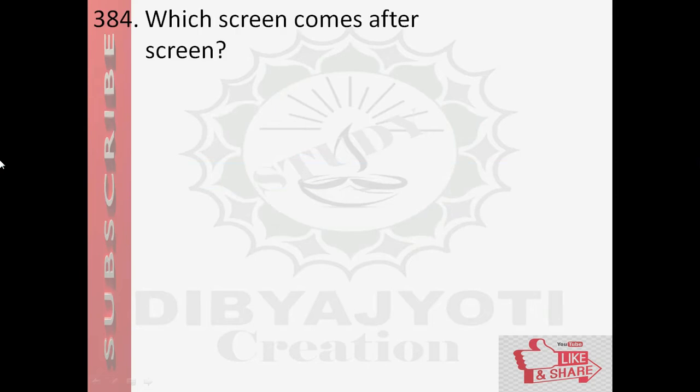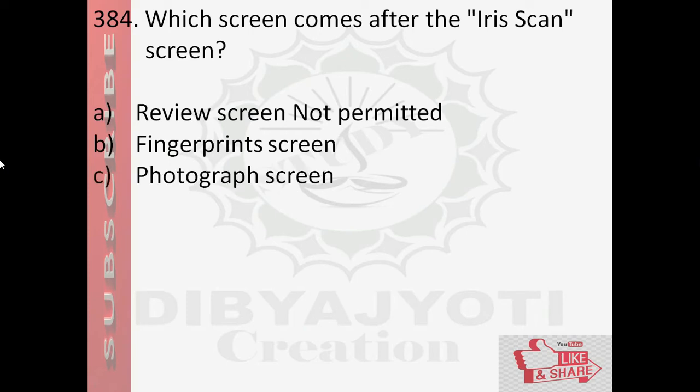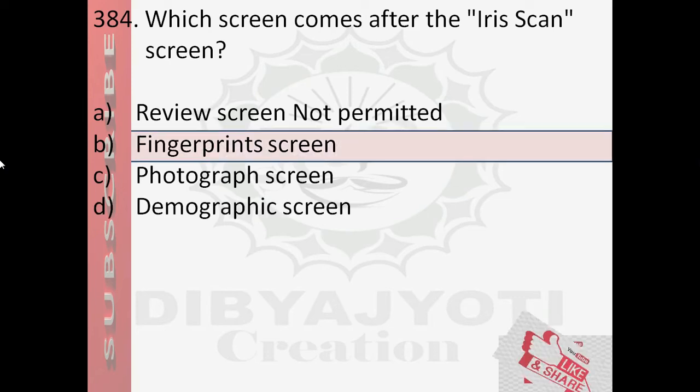Then move on to question number 384. Which screen comes after the iris scan screen? Options are: option A, review screen, not permitted; option B, fingerprint screen; option C, photograph screen; option D, demographic screen. And the answer is option B, fingerprint screen.